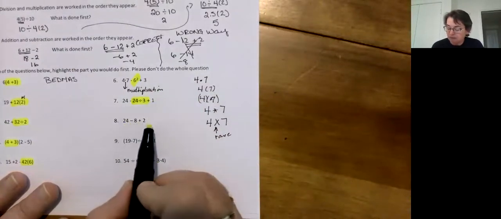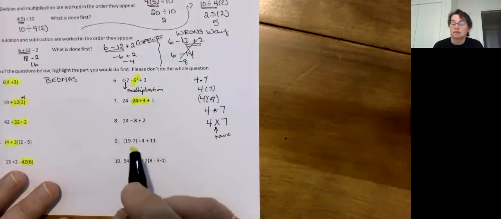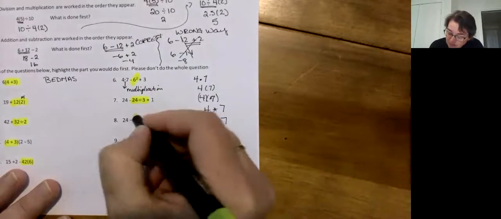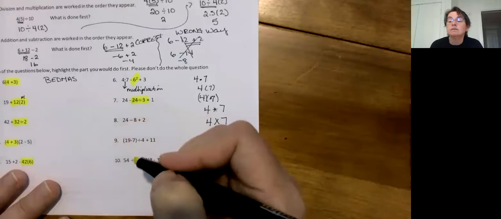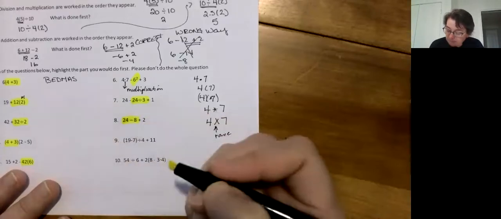24 minus 8 plus 2. See, it's a really simple question, but a lot of people's minds are going to want to do crazy things, but do it in order. I know 8 and 2 is 10, and that looks like you should do it first, but don't. There, that one's first.